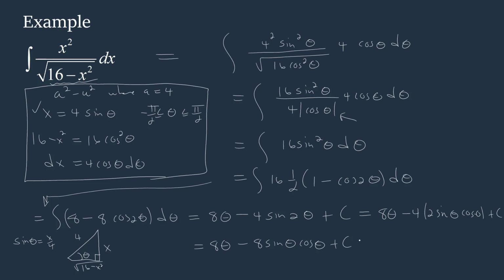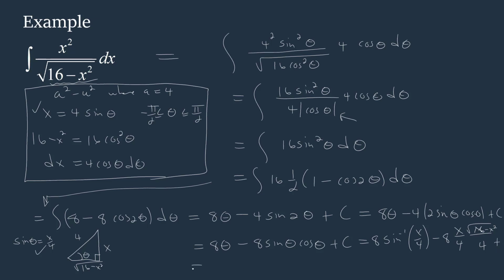So our answer is going to be equal to 8 theta, where theta equals the inverse sine of x over 4. We get that from this. So that's the inverse sine of x over 4. To that, we subtract 8 times the sine of theta, which we know is x over 4, and the cosine of theta, which we can get from the triangle. Oh wait, it's the adjacent side, which is the square root of 16 minus x squared, all over the hypotenuse, which is 4. And then we add on c.